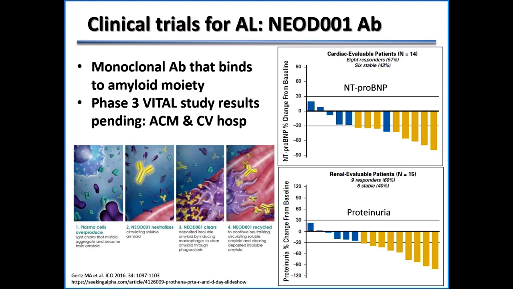So there's an antibody called NEOD001 from Prothena. And this is phase 2 data on the right that essentially shows that with this antibody, you get a reduction in NT-proBNP, a reduction in proteinuria. So phase 3 of this just recently completed. This was a final study.